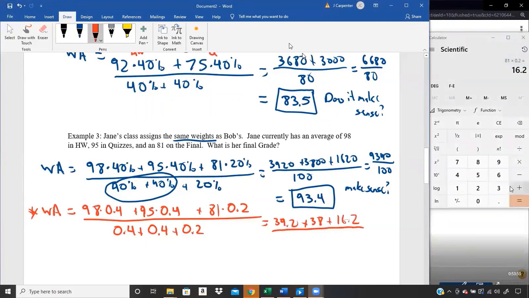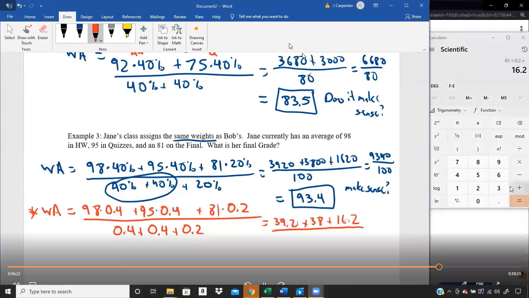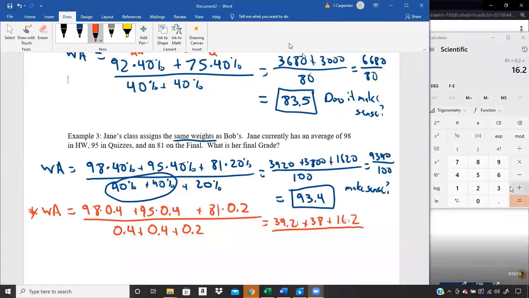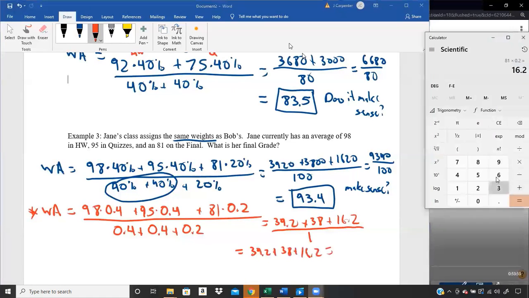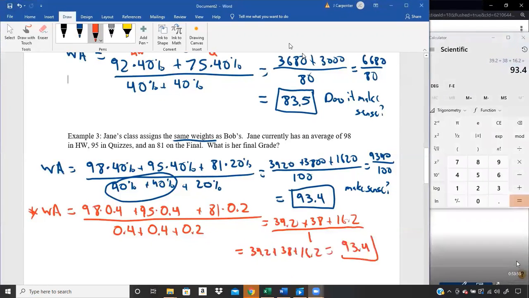And in the bottom, here's what's really cool, and here's my favorite aspect of using the decimals instead of the percents. This is my favorite way to do it because of this. 0.4 plus 0.4 plus 0.2 is 1. And dividing by 1 means you don't really need to write it. And if you add up those numbers, 39.2 plus 38 plus 16.2, you get 93.4, the same answer.